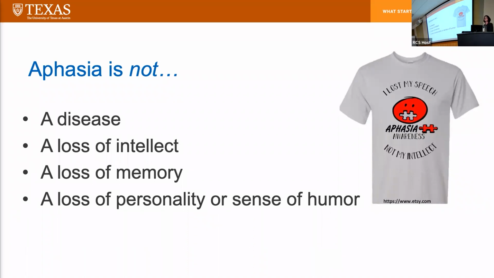Aphasia is not a loss of intellect, and people with aphasia feel very strongly that the world needs to understand this better. So even though you're having trouble expressing yourself or understanding what other people are saying, you haven't lost your intelligence. You haven't lost your memories. So you can still remember what you had for breakfast, even though you might not be able to say the word breakfast taco. You can still remember your wedding 30 years ago. And aphasia is not a loss of personality or sense of humor. People with aphasia still are who they are. They may just have trouble expressing who they are.